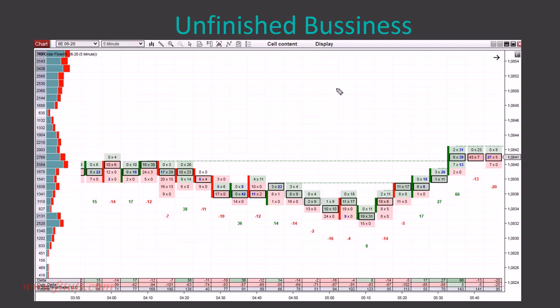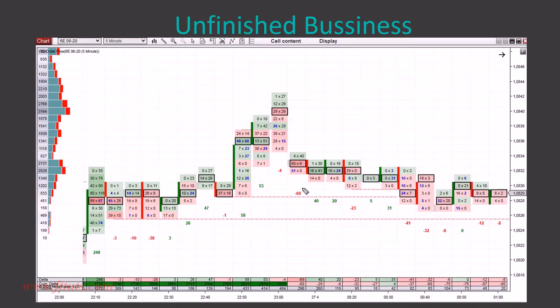Now in here you can see the market covering those unfinished businesses pretty effectively. There's one in here. This is where it gets covered. Also one in here, and this is where it gets covered. Alright, it's working as a magnet. The price returns to it.